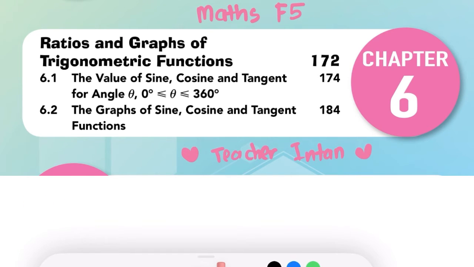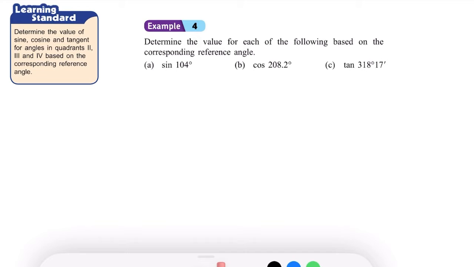Today we are going to learn chapter 6, learning standard: determine the value of sine, cosine and tangent for angles in quadrants 2, 3, 4 based on the corresponding reference angle, or what we call in class the alpha.